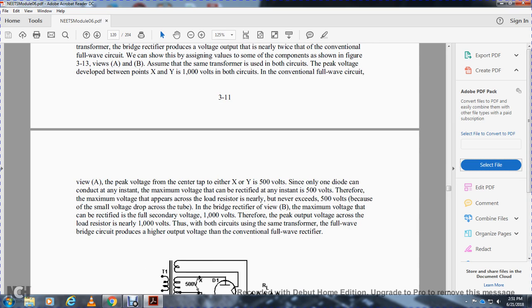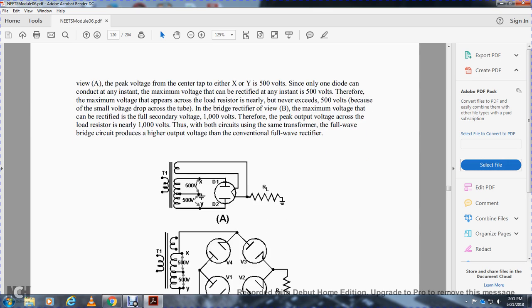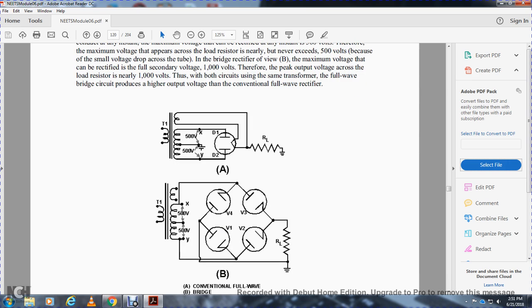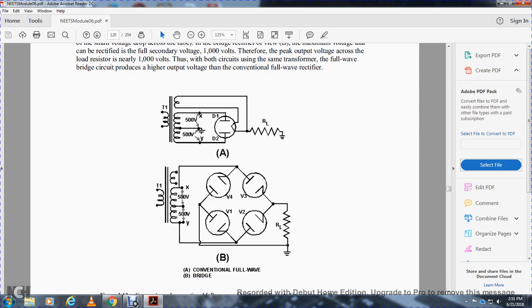Because of the small voltage drop across the tube, in the bridge rectifier, view B, the maximum voltage that can be rectified is the full secondary voltage, 1,000 volts. Therefore, the peak output voltage across the load resistor is nearly 1,000 volts. Thus, for the same transformer, the full-wave bridge circuit produces a higher output voltage than the conventional full-wave rectifier. Alright, so you have 500 volts here, and on your bridge you'd have 1,000 volts, and over here you'd have 500 volts.